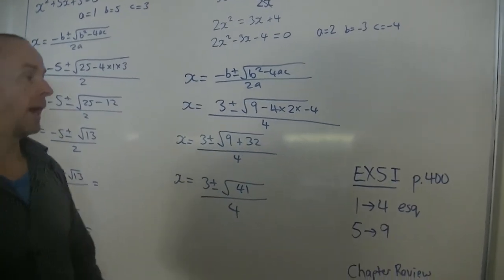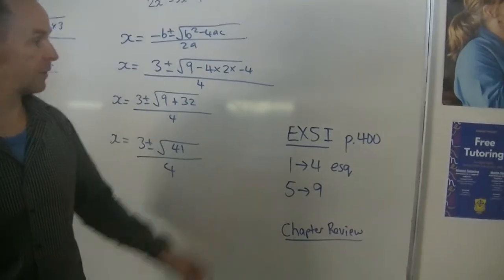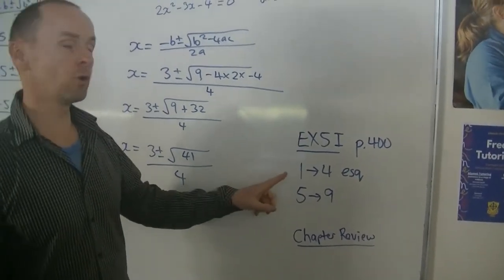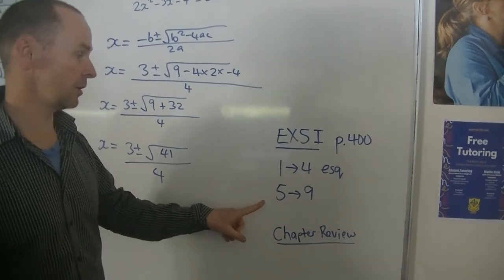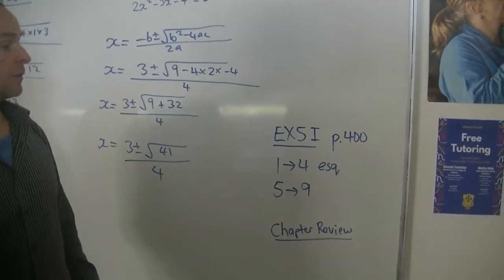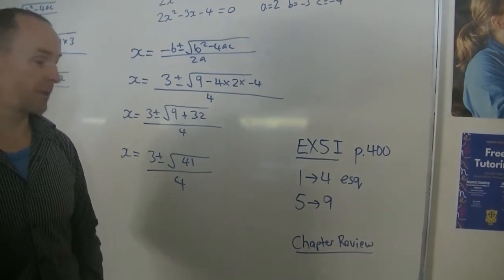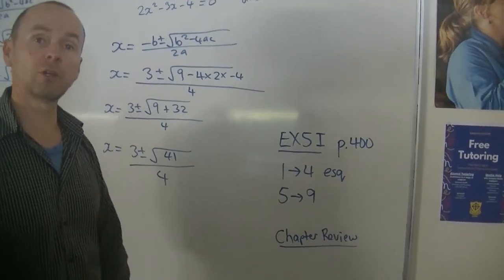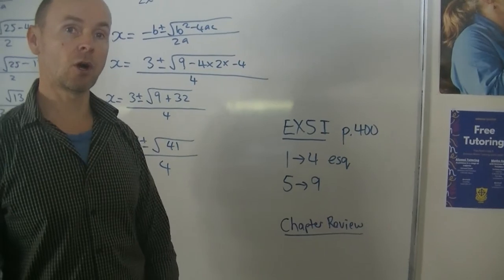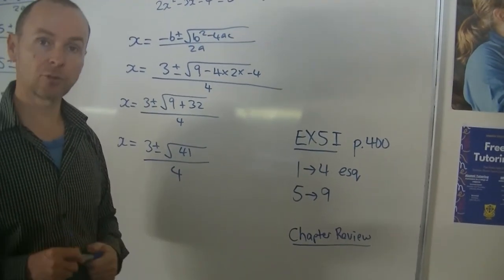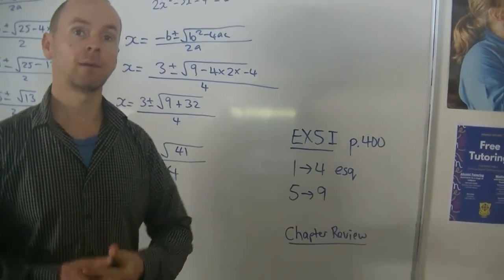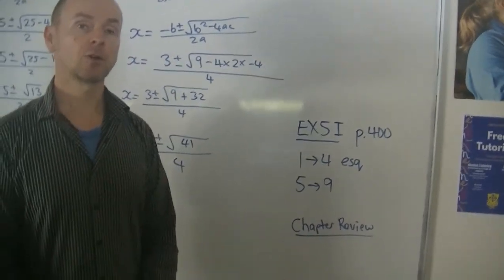Great job. And here's our exercise. Exercise 5I. 1 to 4, do every second. 5 to 9, the worded questions. Really try hard on those. Spend a bit of time on them. Then once you've done that, we've finished our chapter. So have a go at the chapter review. And I believe this test is going to be an online Cambridge test. So once you've done the chapter review, you can do a practice revision test online, and then we'll do our actual test as well. Great job everyone.